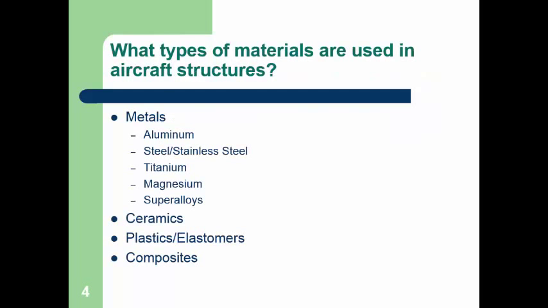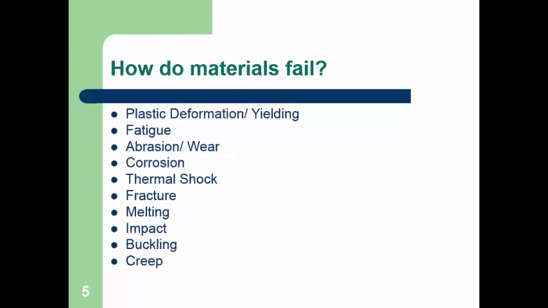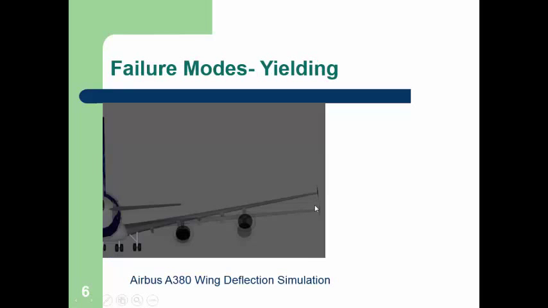So this starts out and talks about the different types of materials that are used in aerospace structures, because that's the example that we want to use here. How do materials fail? A listing of failure mechanisms.